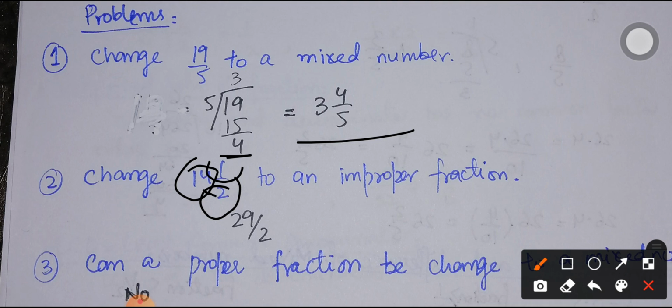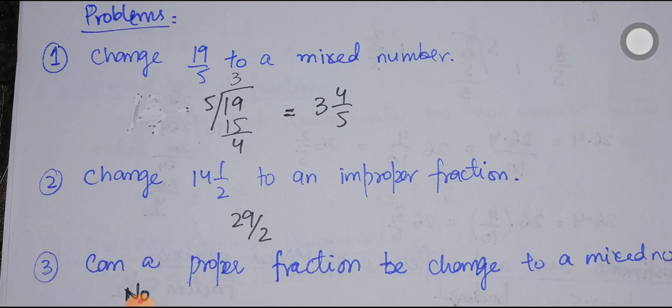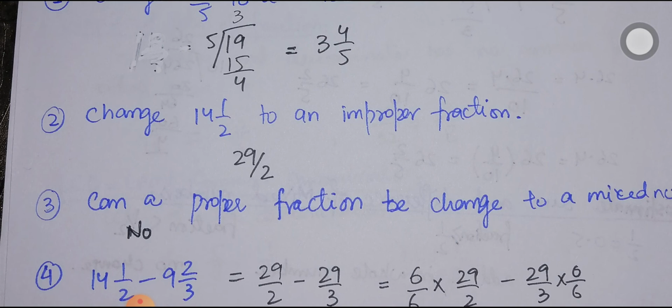So this is how we can convert a mixed number into an improper fraction. Multiply the denominator with the whole number and then add the numerator, which was basically the remainder. So we will get 29 by 2 in this case.